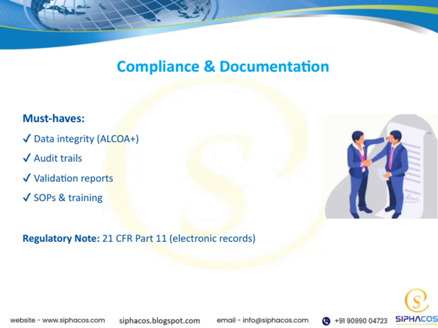Next, we have audit trails. These are essential for tracking all changes made to data or records, providing transparency and accountability. They help us verify that data hasn't been tampered with and support compliance during audits. Validation reports are also key. They document that our processes and systems work as intended.